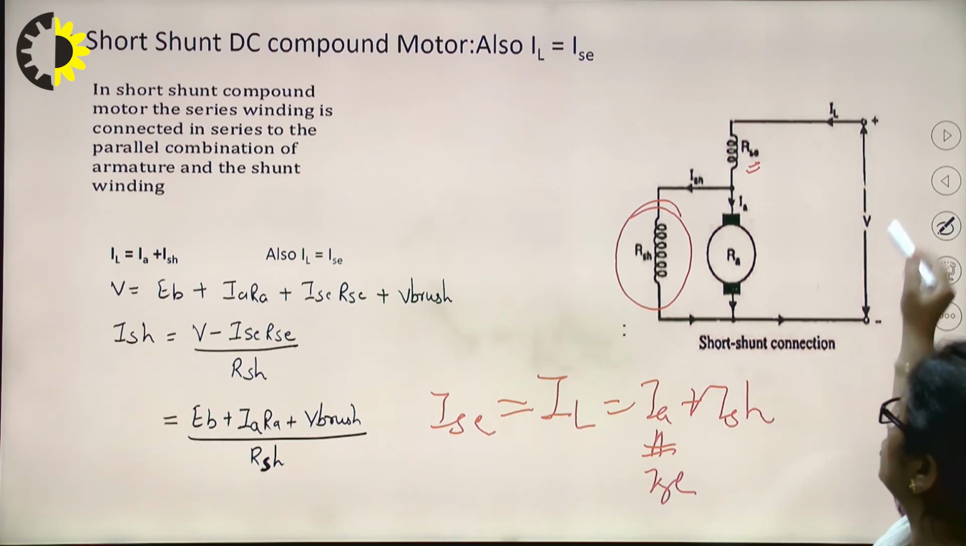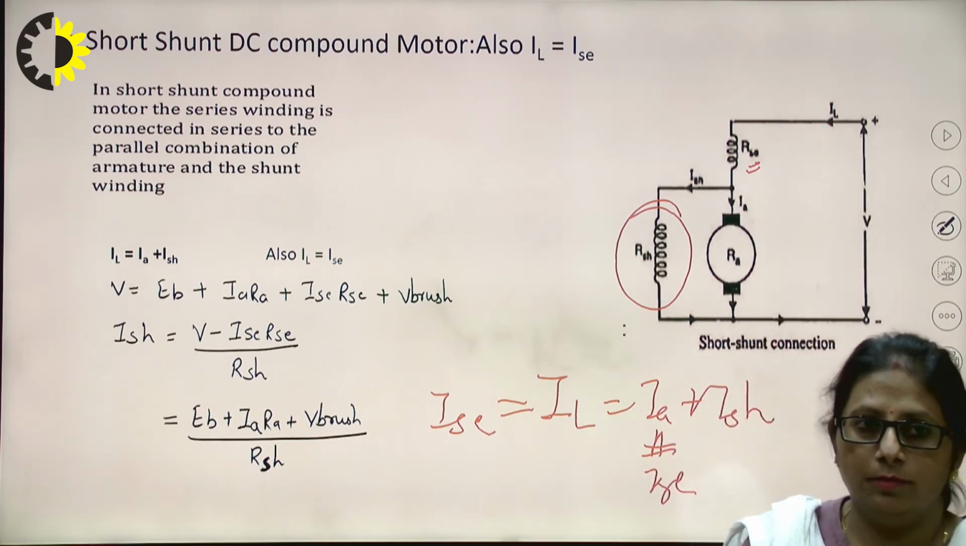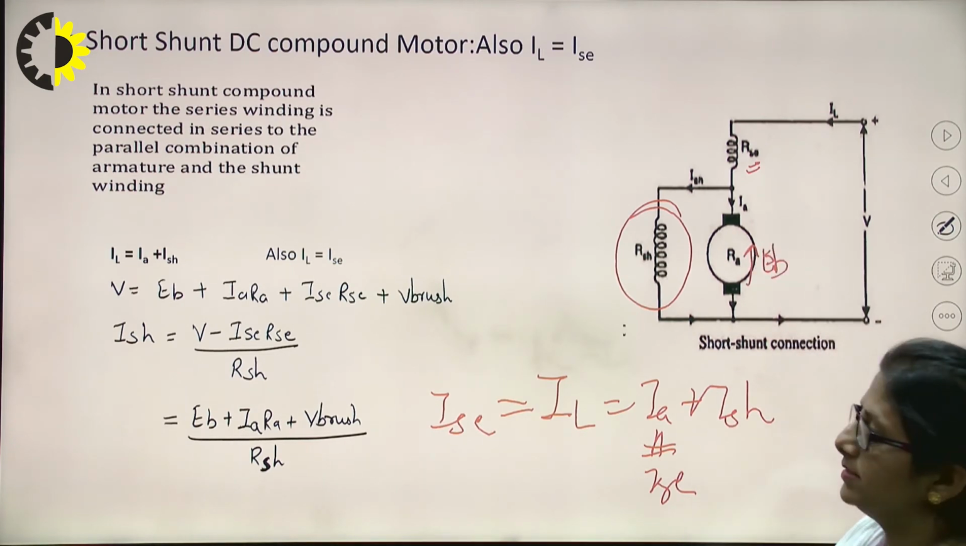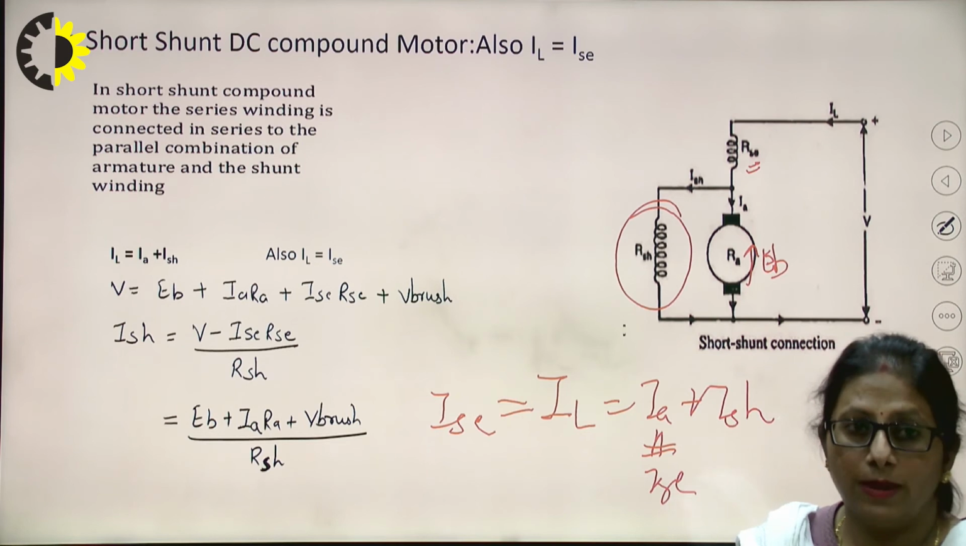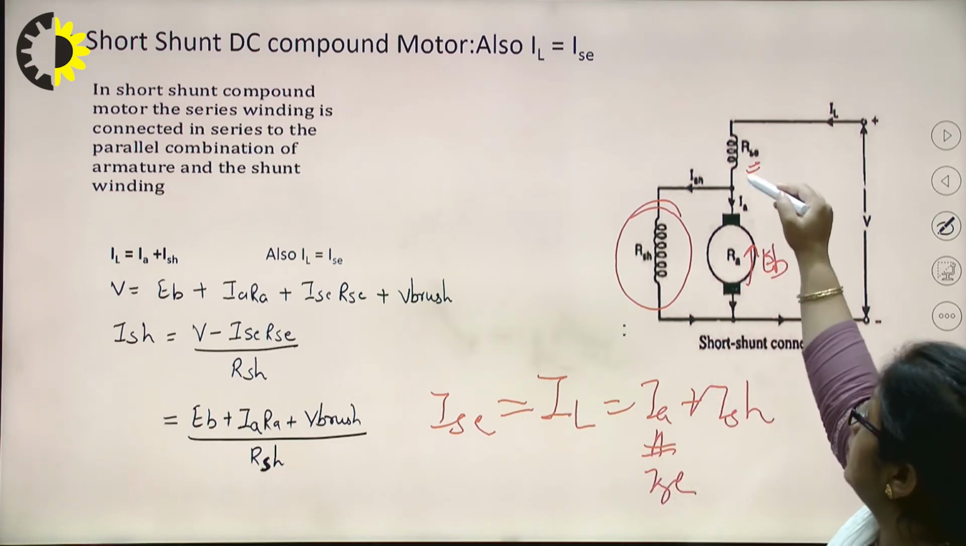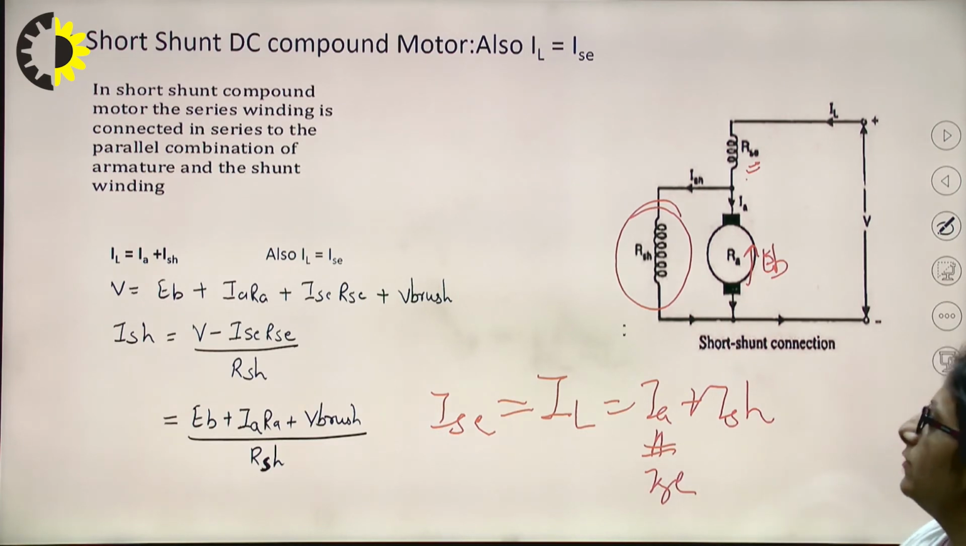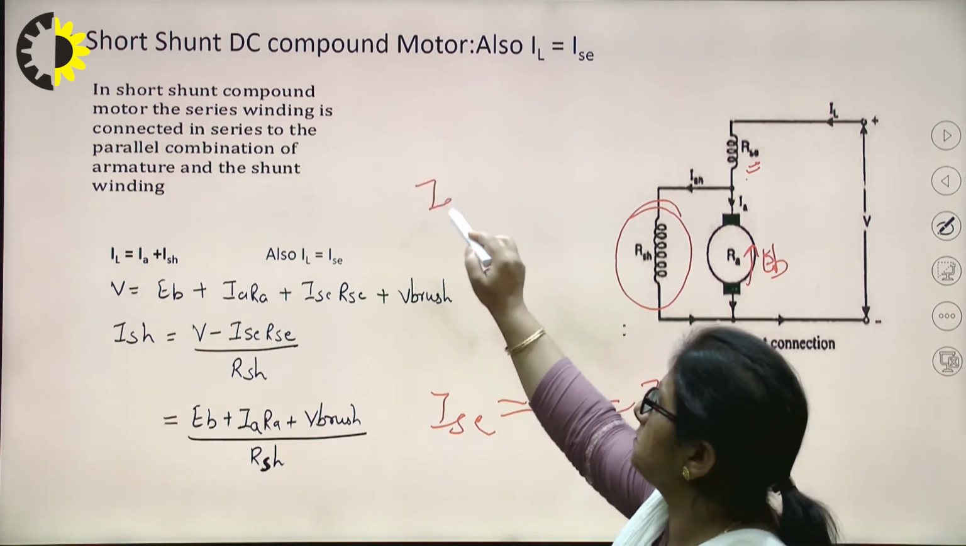The voltage equation is going to remain the same. The mesh is the same. The back EMF, what I am having over here, plus the armature resistance drop IARA plus ISC RSC plus V brush, right?